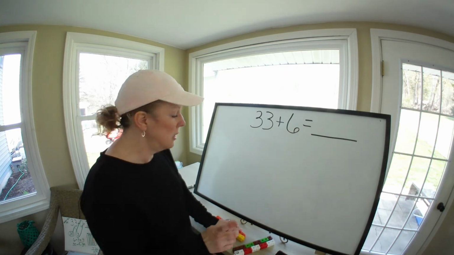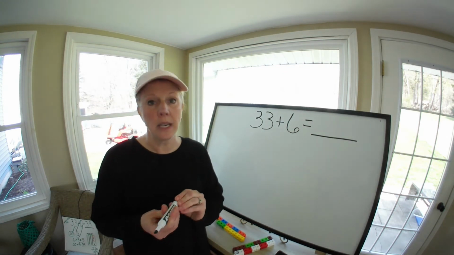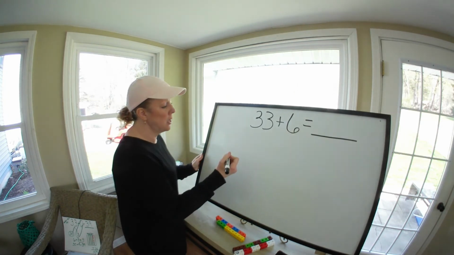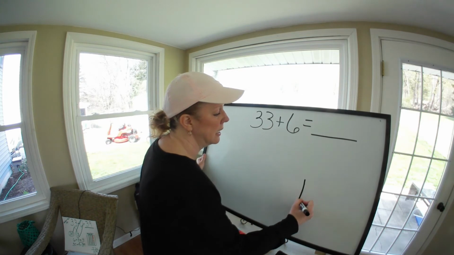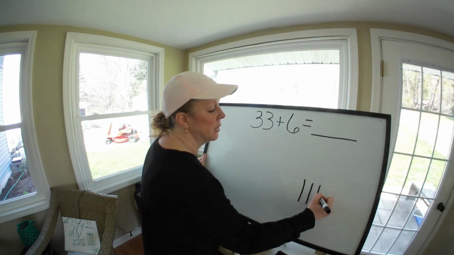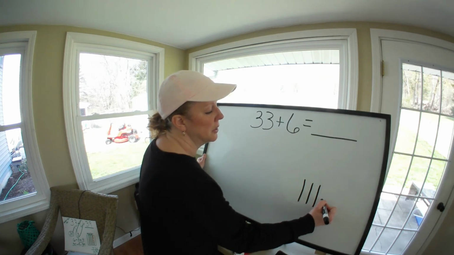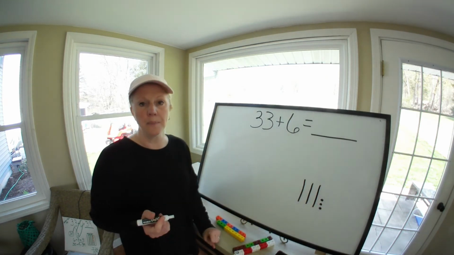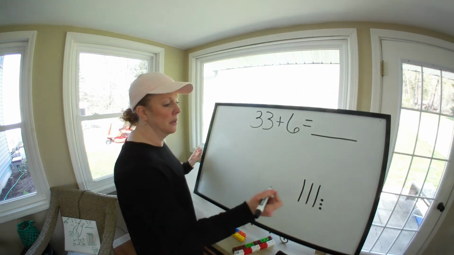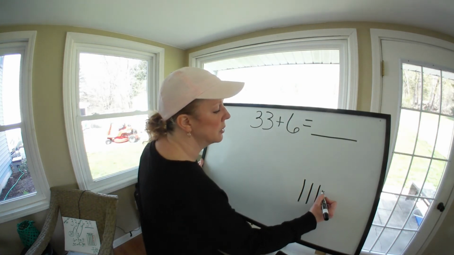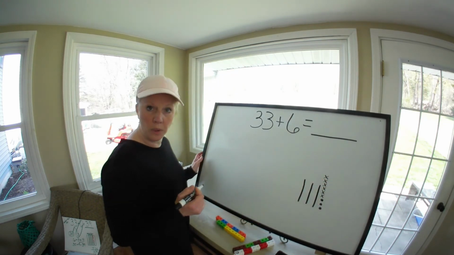Now, what I want to do is draw this. So we're going to draw this using our quick tens and some ones. I'm going to draw 33 first. I'm going to actually draw it down here. So I have 10, 20, 30, 31, 32, 33. So there's my 33, okay? Now, I need to draw 6 more. 1, 2, 3, 4, 5, 6, okay?